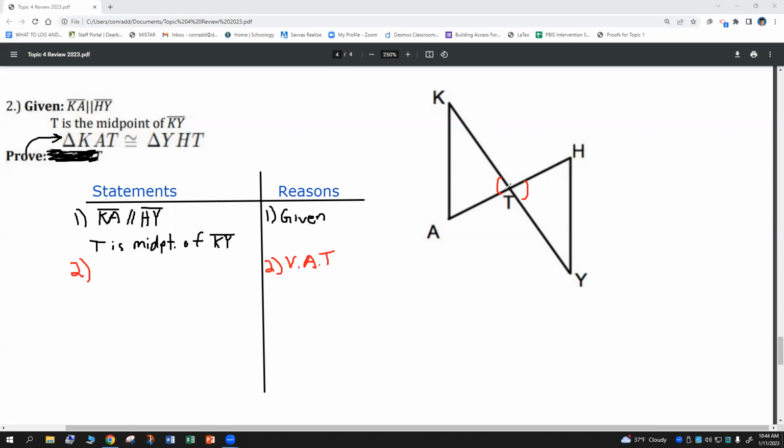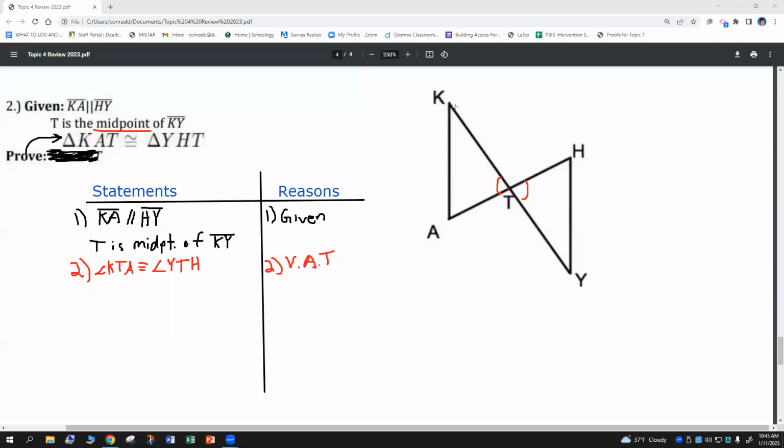My vertical angles, remember T needs to be in the middle when I name these angles because it's the vertex of the angle. So I'm going to do angle KTA is congruent to angle YTH. And the reason we know that statement's true is the vertical angle theorem. Okay, step 3 on our list is midpoints, and we do again have a midpoint. So T is the midpoint of KY.